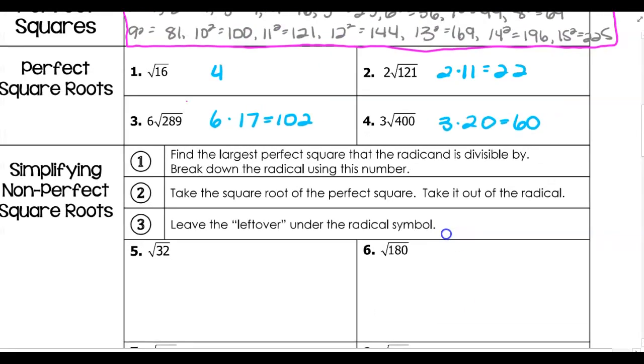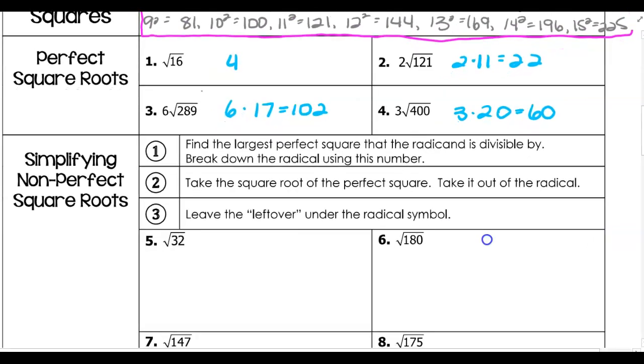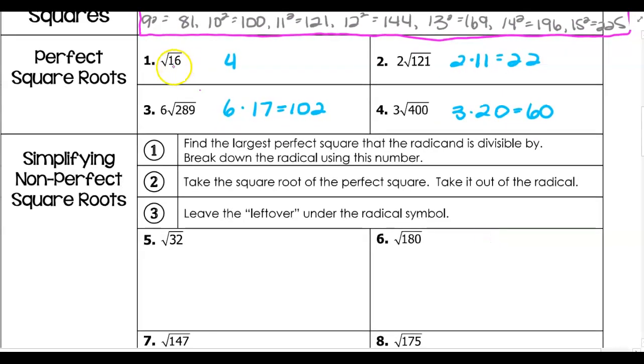So we've simplified a few here, square roots that are perfect squares. So the value underneath the radical, or the radicand, is a perfect square. 16 is a perfect square. The square root of 16 is 4. 121, the square root of 121 is 11. And when we have it written in this way, the 2 in front means multiply, so 2 times 11 is 22.